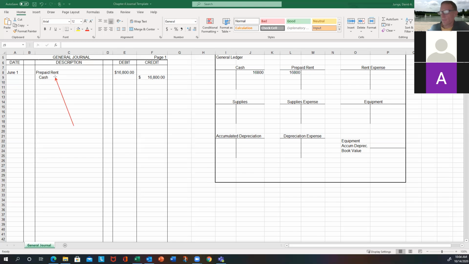So this is our journal entry. There's our journal. That's the detail. That's the record. And then we post it to our ledger. There's the credit to cash and of course the debit to prepaid rent. Now assume we are at the end of the month.